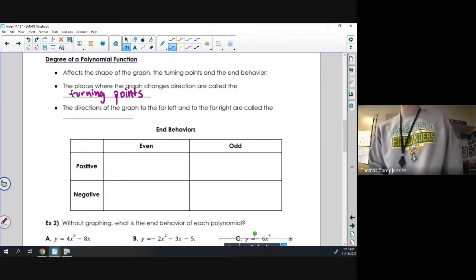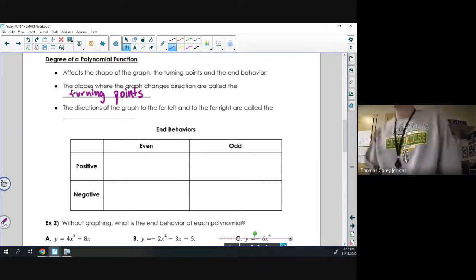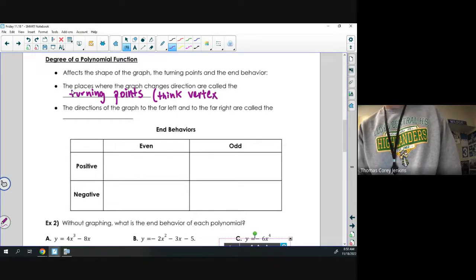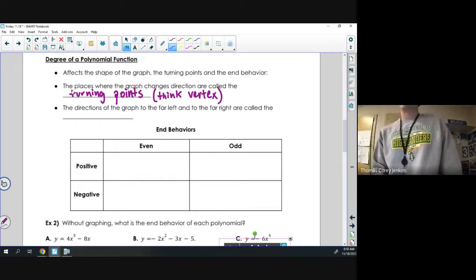So think about what we called the turning point on our functions last chapter. We called that the vertex, right? So when you think turning points, you think vertex, where we get that change in direction.